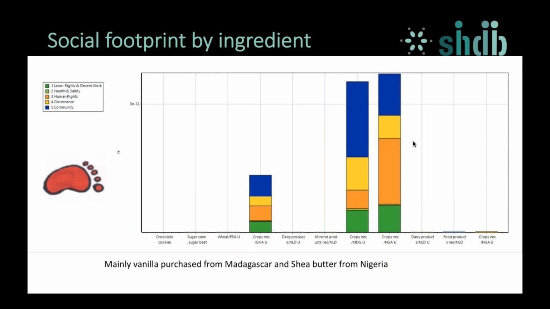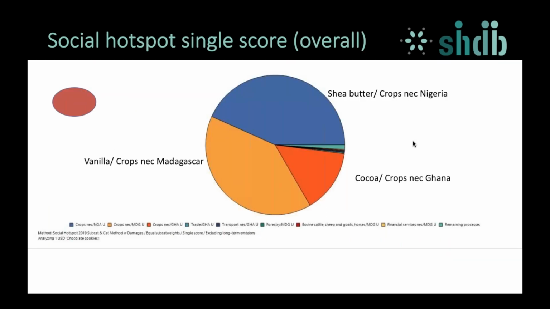But you can also look at the social footprints per ingredient. So here you see the main ingredients listed, and it becomes very clear that the shea butter coming from Nigeria is the biggest contributor. You can also see how the 5 main categories contribute to the overall social impact risks. Shea butter is the biggest, followed by vanilla, but the difference is not that big. And then you have cocoa, and the rest is relatively nothing. So if you make chocolate cookies, then those are the 3 ingredients which could potentially create some social impacts deeper down in your supply chain.